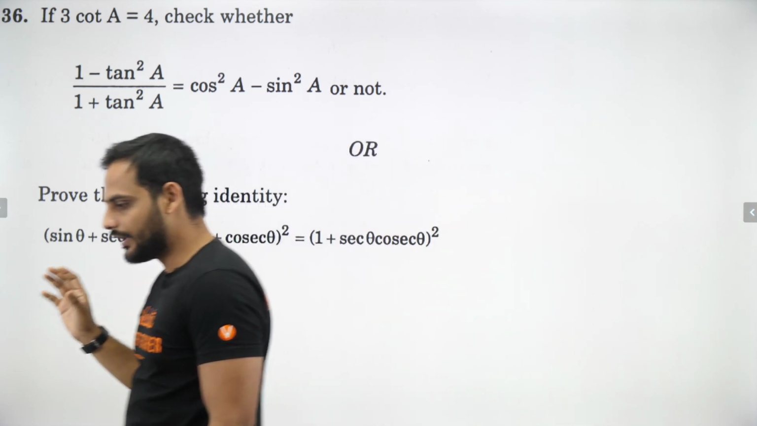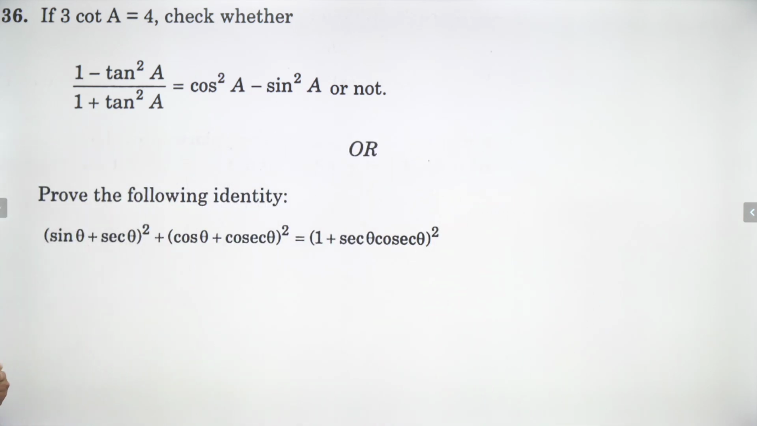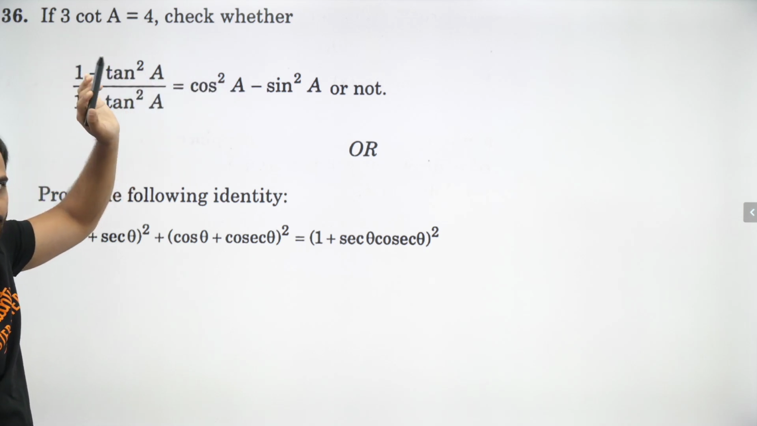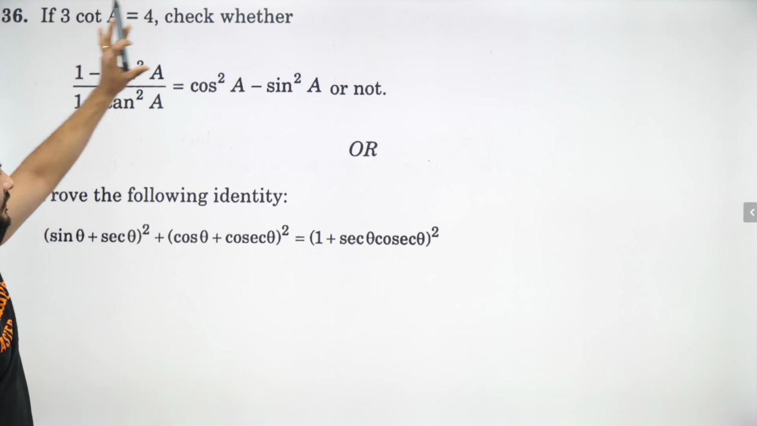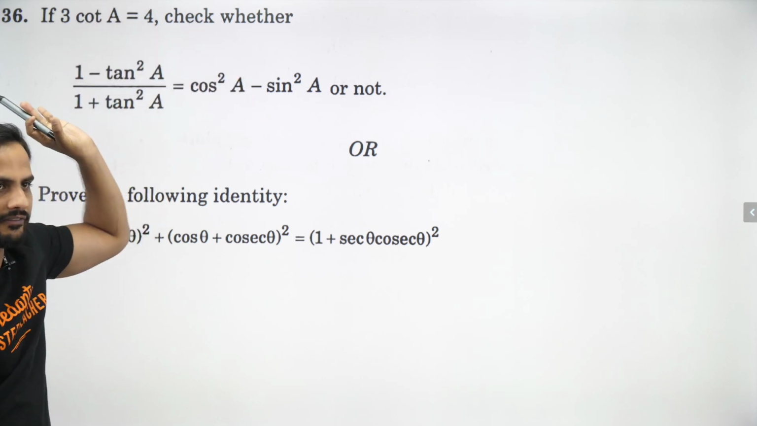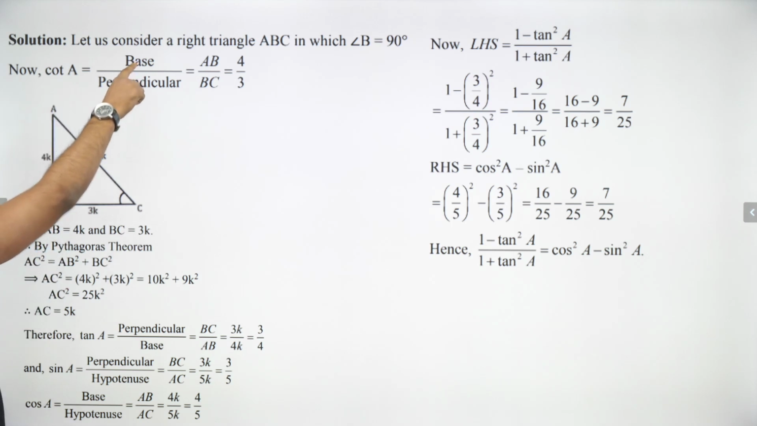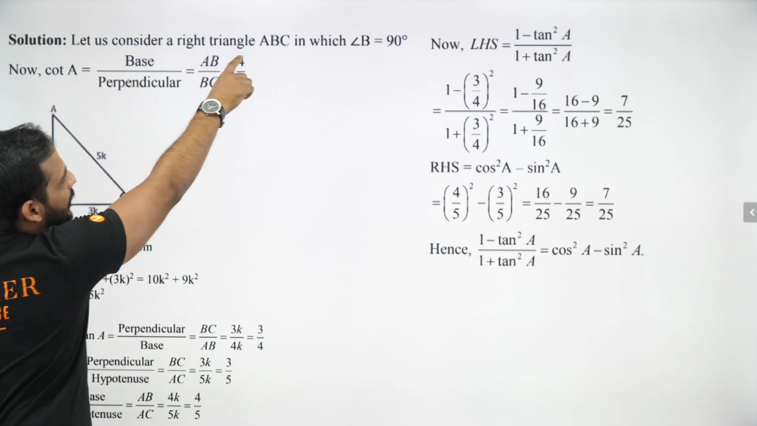So it means the value of cot is given. They have given you the value of cot, get the value of tan, cos and sin, check the value of LHS, check the value of RHS and verify whether LHS is equal to RHS or not. So how do you do it? Beta, cot is given as base by perpendicular, which is 4/3.